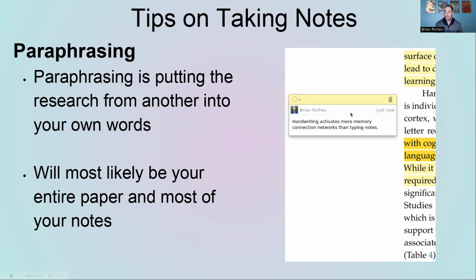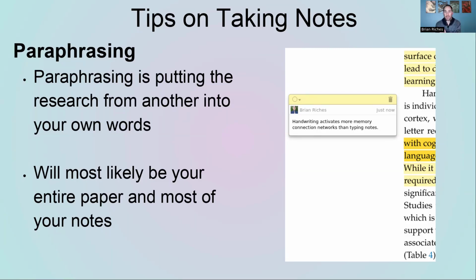So here's an example, and I'll go over the section of the document this came from later on in this presentation. Essentially, there's this paragraph, and it's talking about handwriting versus typing. The main point was that handwriting activates more memory connection networks than typing notes. While there was a whole paragraph that talked about specific data about that, that was the main takeaway point. So I paraphrased it. I put it in my own words. Honestly, that was also all I cared about.